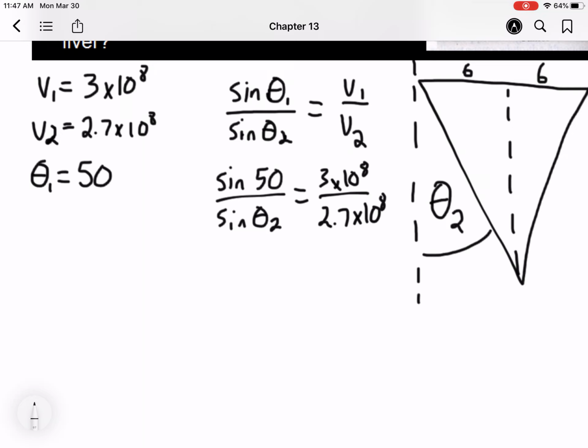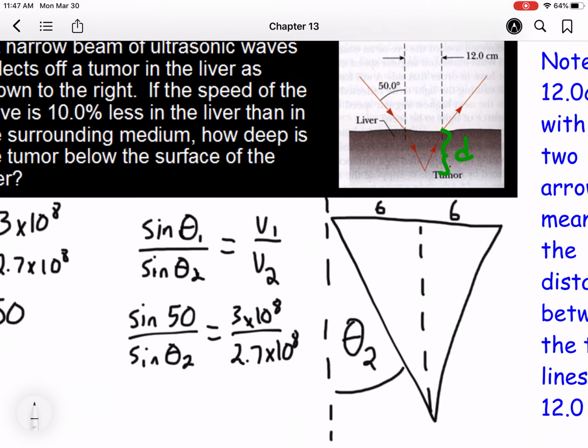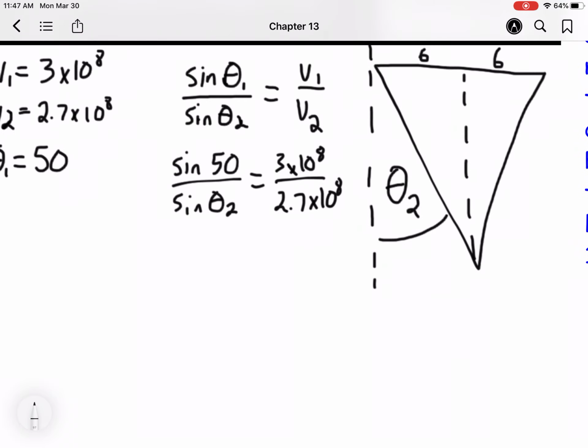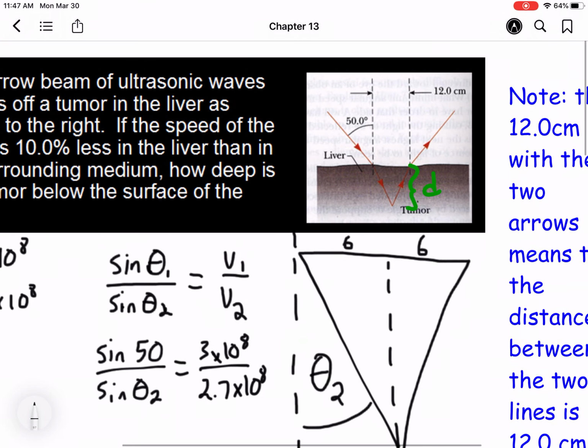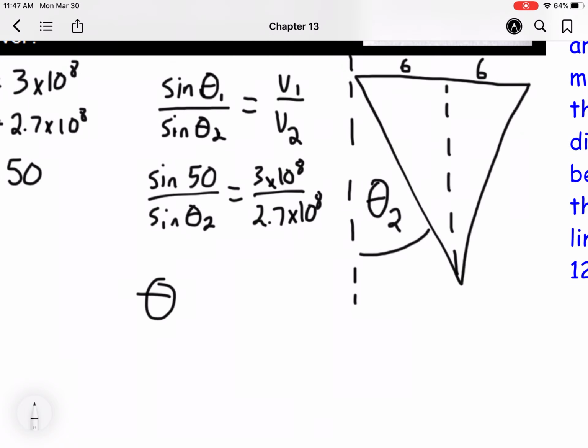Now remember, the way you'll know if you did something wrong is if the angle is wrong. It was an incident angle of 50, which means that it has to be less than 50. If you did it backwards, you get a number higher than 50, which doesn't make sense, because we're going from low density to high density. So angle 2 is going to be 43.6. We'll go with 43.6 for now.